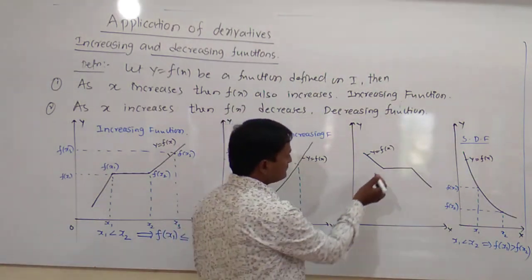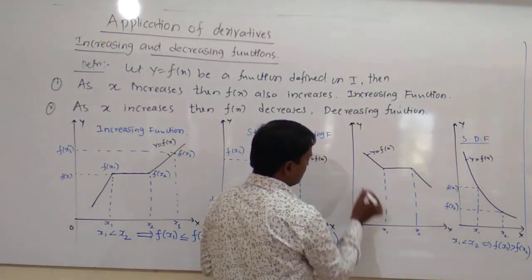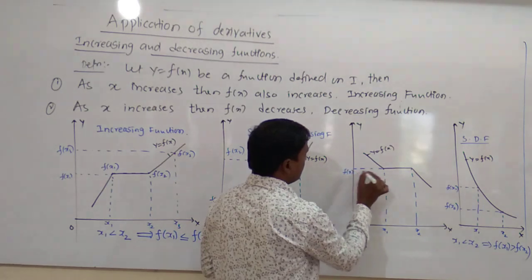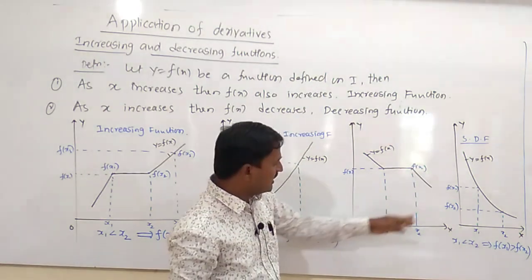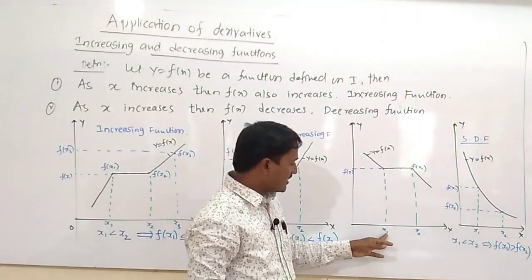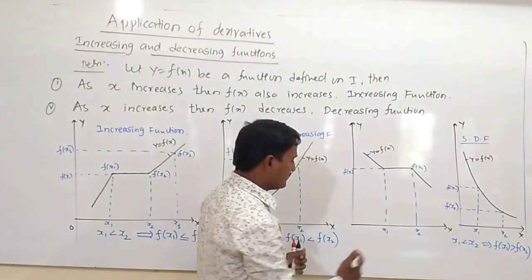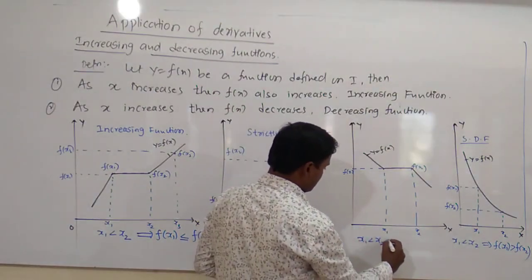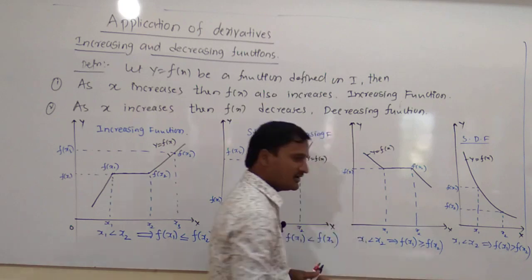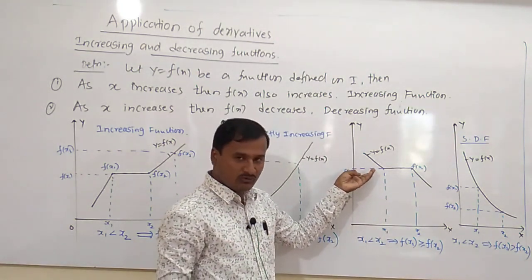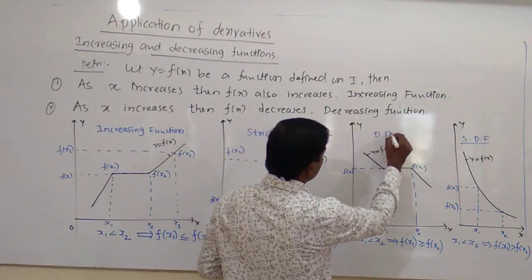Here you should observe that this is x1 and here you have x2. What is the functional value here? f of x1. And what is the functional value at x2? Again here we are getting f of x2. And also if you take x3, then x1 is less than x2, is it right? But the functional value at x1 and x2 is the same. So we will write like this: x1 less than x2 implies f of x1 more than or equal to f of x2. It means that it may be equal or it may be more than f of x2. Hence it is called a decreasing function.